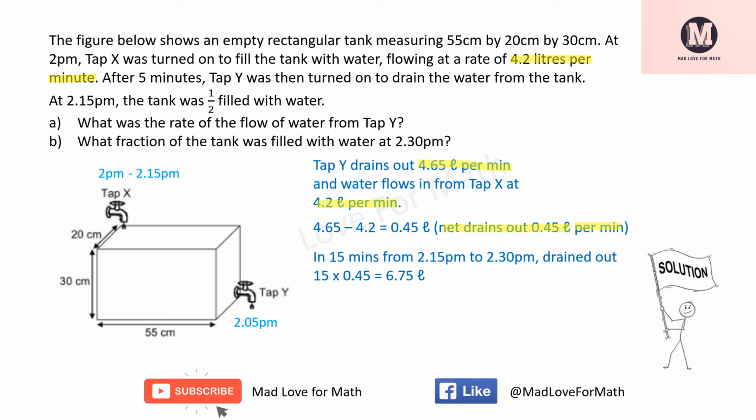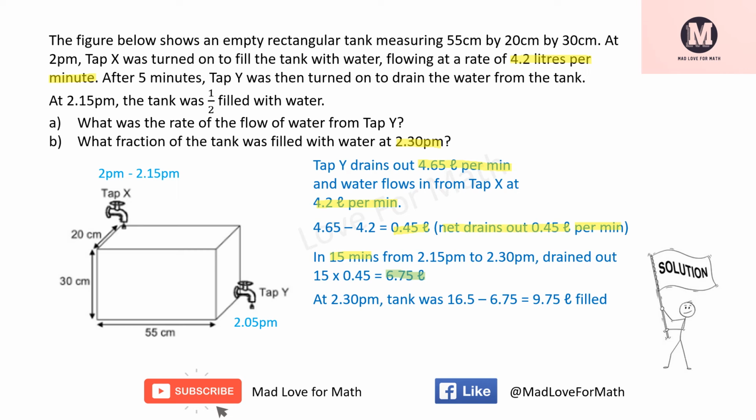So in 15 minutes time, because the question wants us to calculate for part B until 2:30 p.m., so it will be 15 minutes. How much water is being drained out? It will be this 0.45 liters times 15, and you'll get 6.75 liters. So this is the amount of water that is being drained out within these 15 minutes.